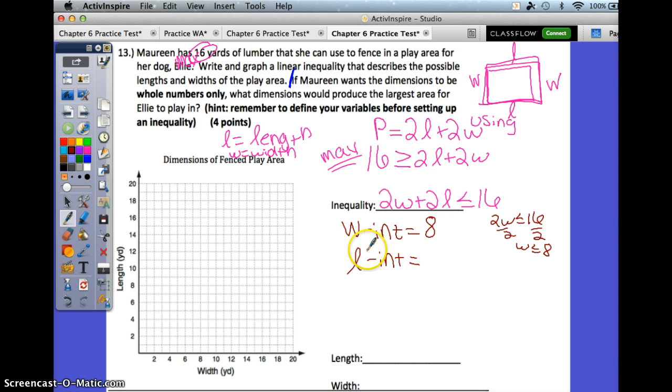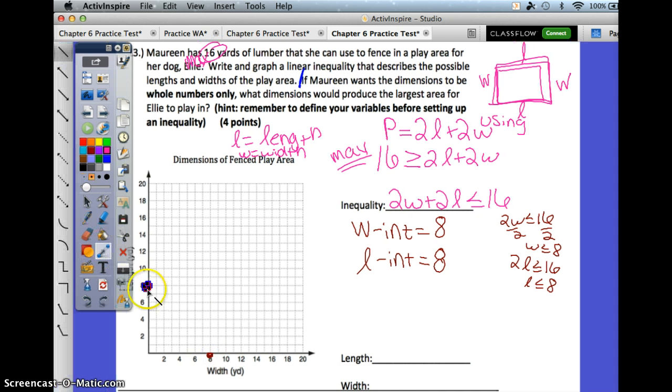Do the similar thing with your length. 2L is less than or equal to 16, so L is less than or equal to 8. Your length intercept is also 8. So go over to your graph, with your length intercept of 8 and your width intercept of 8, and since it's less than or equal to, you know it's going to be a solid line. So we just connect our solid line.